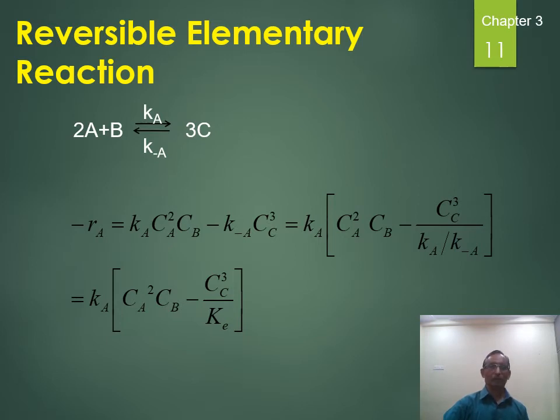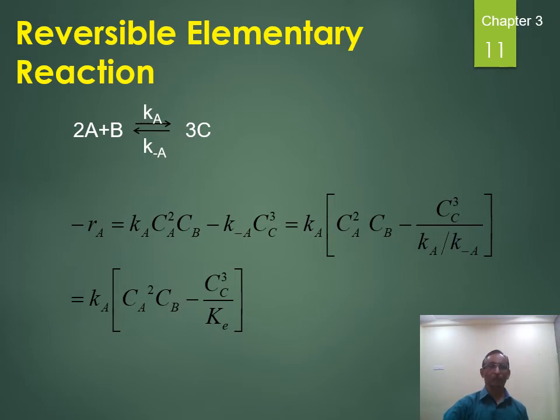Suppose you are asked to write down the overall rate of disappearance of A. What happens in the first reaction, 2A + B gives 3C? A is going to disappear, so that's why it is minus rA. Then overall means you have to consider both reactions, because the reverse reaction also gives A. So the second reaction is 3C gives 2A + B. In the second reaction, what happens to A? It is going to form, meaning plus rA.